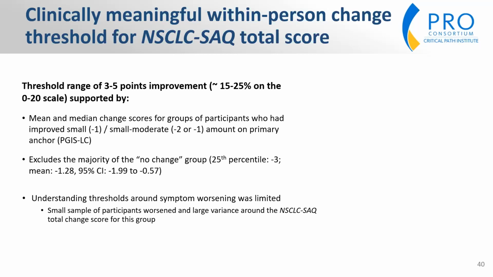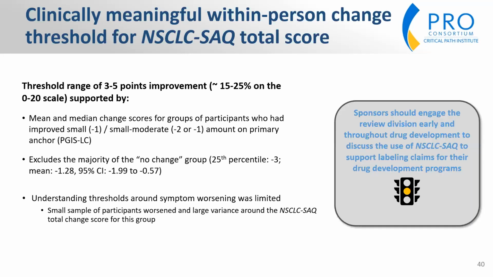Now, one limitation of the study was we were not able to come up with thresholds for worsening. There was a very small sample of participants that worsened, and the variance was large, so we weren't able to make a recommendation for a threshold for worsening. Now, these are some of the estimates. Obviously, sponsors, if they're using this instrument, should definitely engage with the review division early to have these conversations and determine what threshold might be best used to support a labeling claim for their specific drug development program.